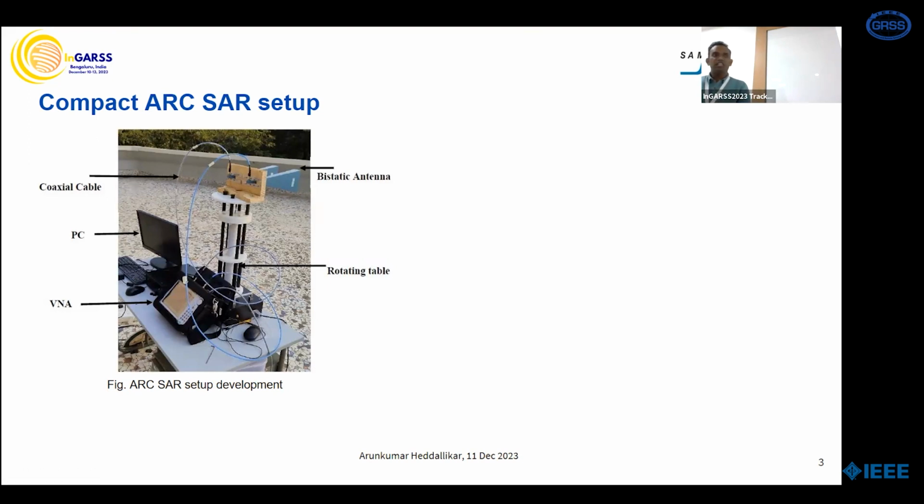This is a little different. When we see SAR, that is a linear motion, which is side looking. This is an ArcSAR, which is angularly rotating and acquiring the backscattered data, and it will process and make the images.